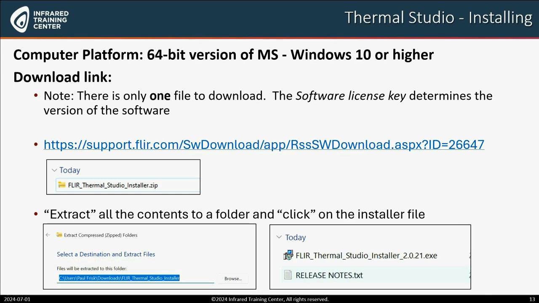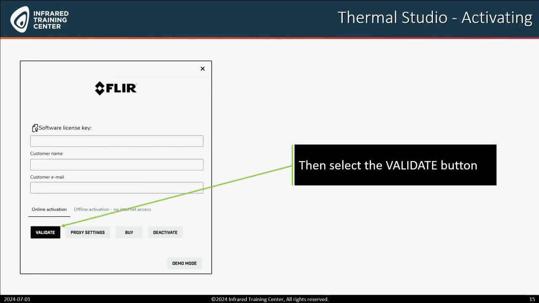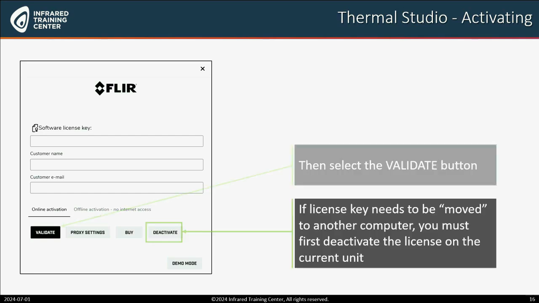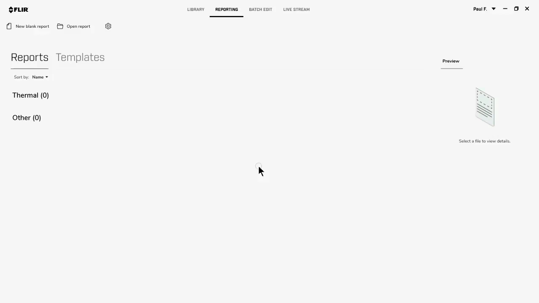Once installed, you need to activate by filling in the required information and then selecting the Validate button. If at any time you need to move the software from one computer to the other, it must first be deactivated. Also note, subscription license numbers can be used to activate the software onto 2 computers concurrently. Information that will be displayed in the report may be affected by system settings.